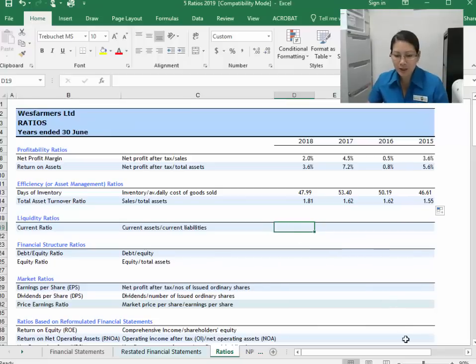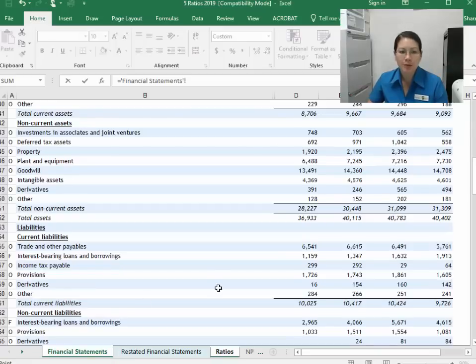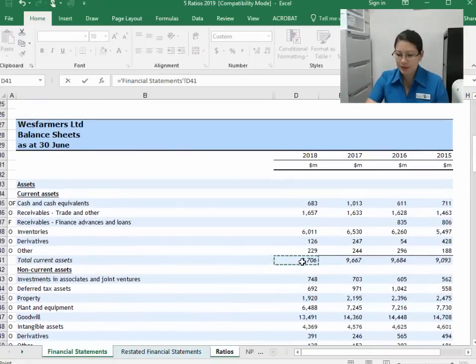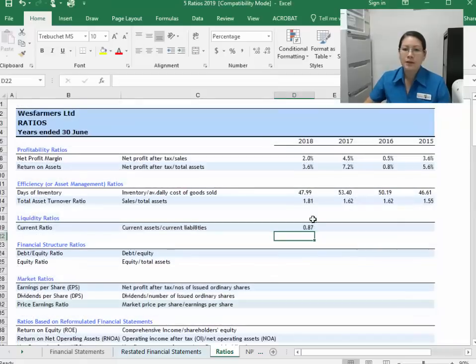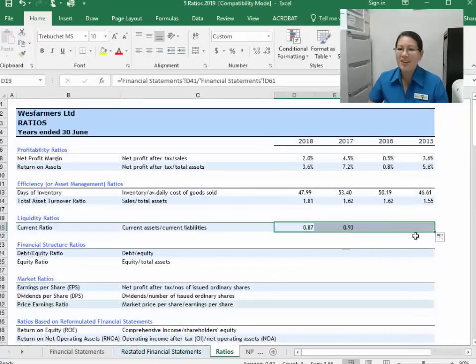Okay. Next one is our liquidity ratio. Very nice, easy one. Current assets divided by current liabilities on the balance sheet. So again, for every dollar of current liabilities, do we have a dollar of current assets to pay for it? And Wesfarmers hasn't for the last 4 years. So they've got less than $1 of current assets to pay for every dollar of current liabilities. That's probably not too good. You'd like to see at least a 1-to-1, or slightly more than that. But if you look at the industry benchmarks, it's quite common.